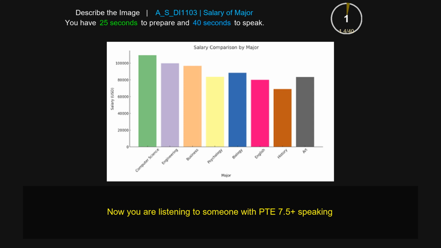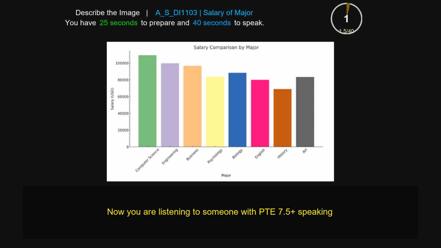Salary comparison by major was the main topic of the bar graph. Salary in 16,000 was on the left side of the image. Engineering and business were on the bottom of the image. Computer science and psychology were also mentioned. Biology and English were also highlighted. History and 80,000 was the highest element. Art and 10,000 was the lowest element. And the salary and 10,000 were also given. To conclude, this picture gives information about majors.